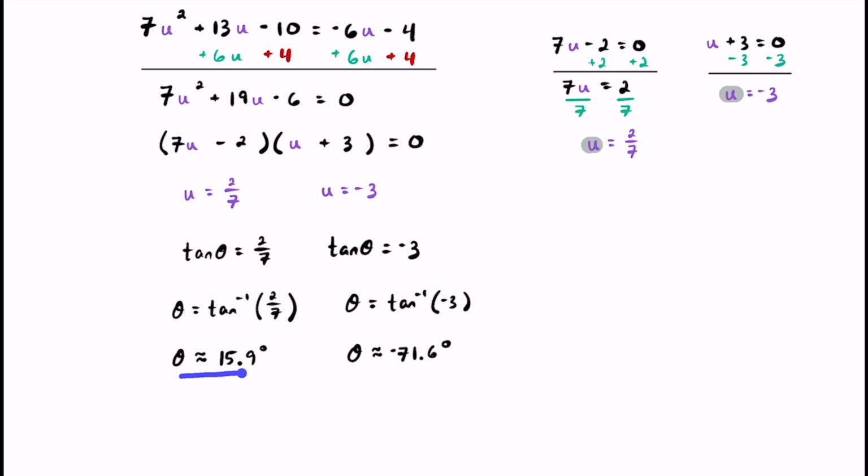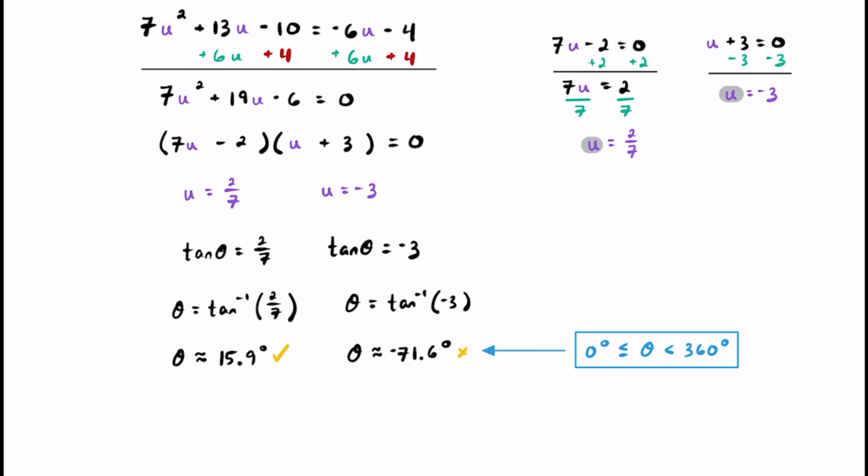Now, while we found these two angle measures here, let's remember what the parameters were for what theta could be. For this particular problem, we're looking for angle measures between 0 degrees and 360 degrees. So while we like this 15.9 degrees because it fits in this range, we don't really like this angle over here to the right, negative 71.6 degrees, right?